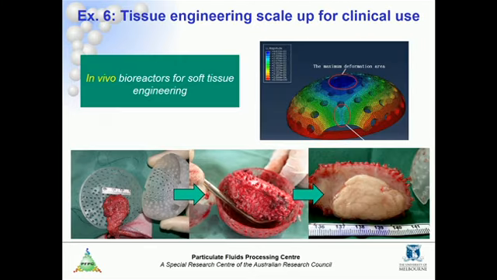And a further example I just want to show you before I finish up is how we're scaling up tissue engineering. So at the beginning I showed you that schematic diagram of the small bioreactor that we used in a rat model. Here is an example where we've placed this into a larger animal model to test if we could grow larger volumes of tissue. So these are in vivo bioreactors.